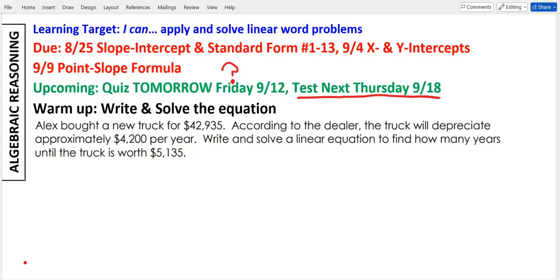If you're doing a word problem, remember we talked about two types. One is one item with a per changing and a constant beginning. The other one we talked about is two items. So let's read this and see how many items there are. Alex bought a new truck for $42,935. According to the dealer, the truck will depreciate approximately $4,200 per year.